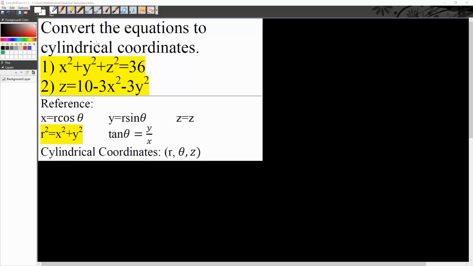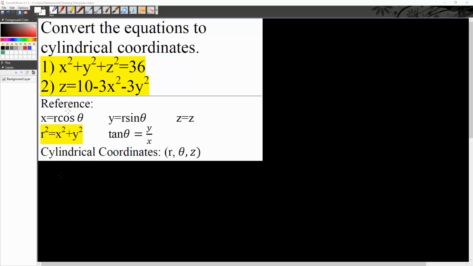Okay, in this problem, we want to convert the equation to cylindrical coordinates for these two. What we know about cylindrical coordinates is that it doesn't involve x and y, but in fact, it involves r and z. So instead of x squared plus y squared, we say r squared. So these two problems are actually fairly simple.